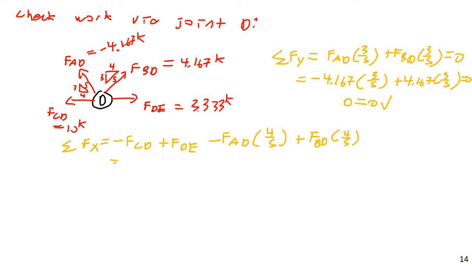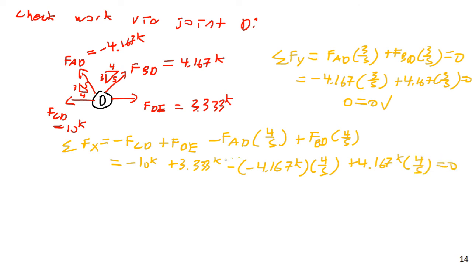So FCD is negative 10 kips. My FDE will be plus 3.33 kips, minus FAD. Now, AD is equal to negative 4.167 kips, so it's a double negative, plus 4.167 kips, times my 4 over 5. And BD will be plus 4.167, also times 4 over 5. And then this should, of course, equal 0.